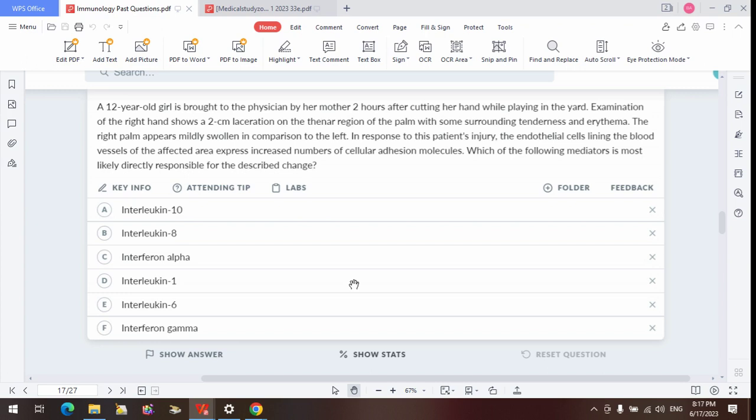First of all, she lacerated her hand, and the next thing that would probably happen is inflammation. For inflammation to take place, I think there will be release of neutrophils and the like, which makes me want to lean towards interleukin 8. However, the question is about increased numbers of cellular adhesion molecules. I think that's all those ICAM and the like, right? Yes, ICAM.